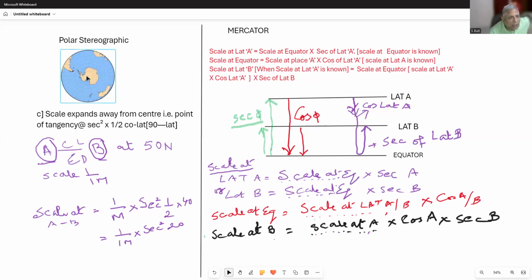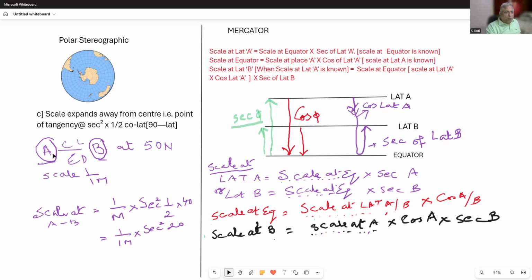When you are at 50 degrees north, you are 40 degrees away from the pole, and that is called co-latitude, 90 minus the latitude. On a polar stereographic, the scale is correct at the center, that is the pole, but it expands away from the center, which is the point of tangency, at the rate of secant square of half of the co-latitude.